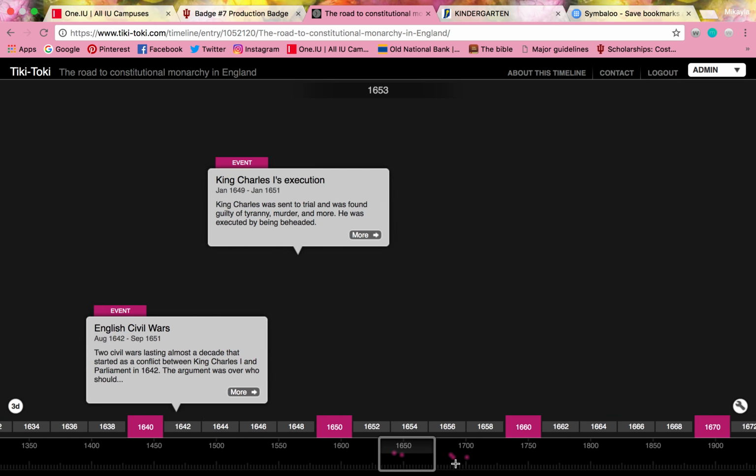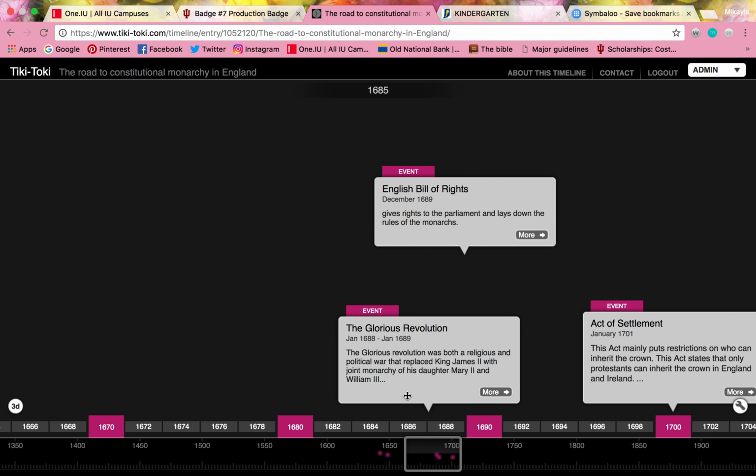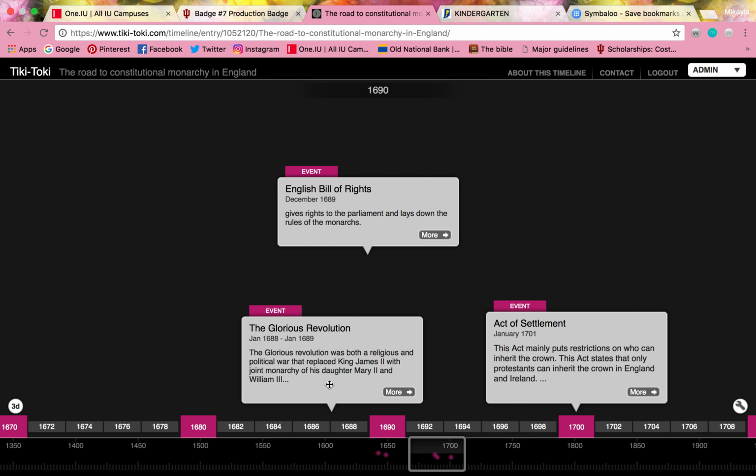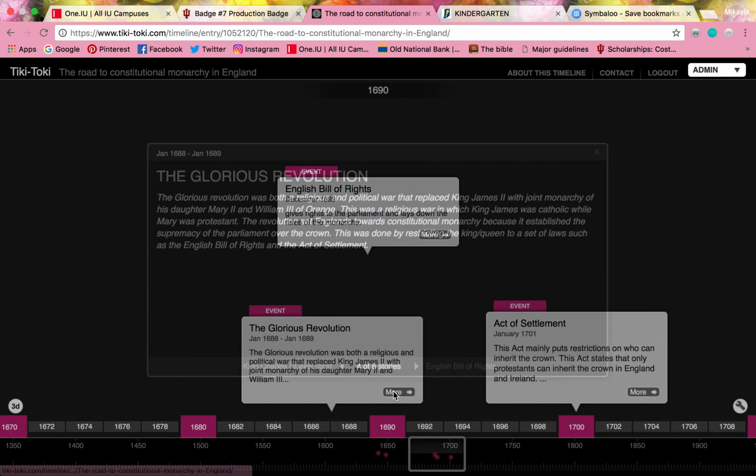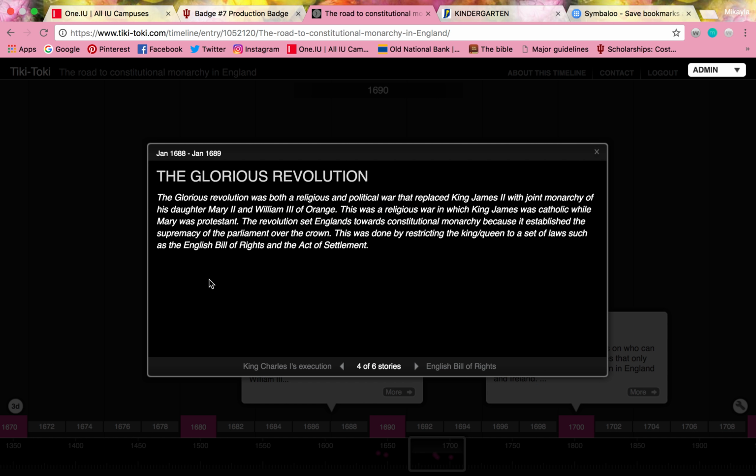Our next series of events takes place in the later 1600s. The next event is the Glorious Revolution. This was both a religious and political war that replaced King James II with joint monarchy of his daughter Mary II and her husband William III of Orange. This was a religious war in which King James was Catholic while Mary was Protestant.